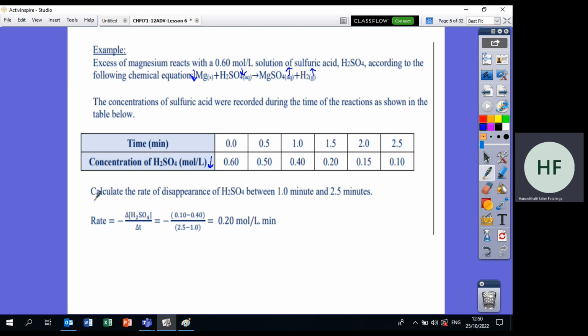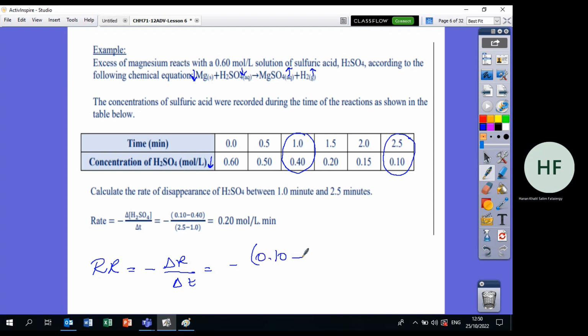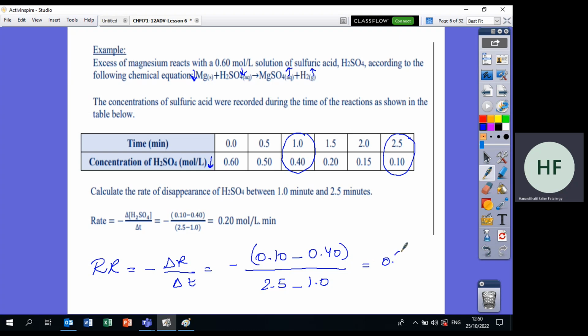Okay, now the question says calculate the rate between 1 minute and 2.5 minutes. So this is 1 minute and this is 2.5 minutes. Now this is a reactant, so I will say RR equals minus delta R over delta T. Now, reactant, final 0.10, initial 0.40, over time 2.5 minus 1.0. And the answer will be 0.2. Now, the unit is, copy this one.